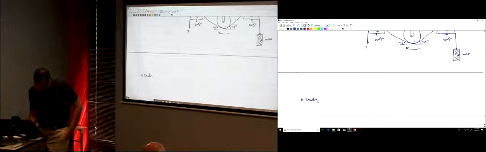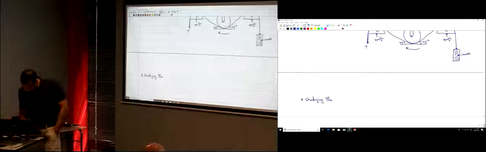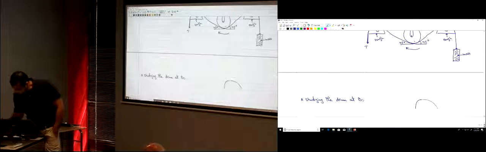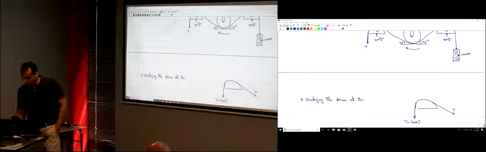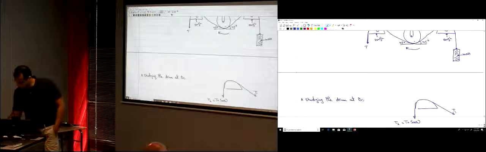Studying the drum at B. Okay? This is the drum at B. You have the force here, T, which has to be 500 newtons, right? 500 newtons. And then you have the force here. So this T, you want to call it T2, right? The larger one, and this one is T1, right?